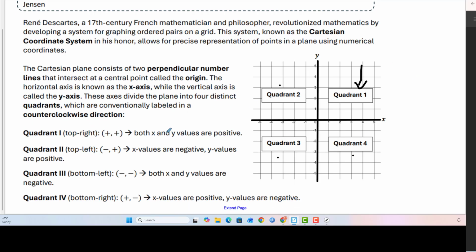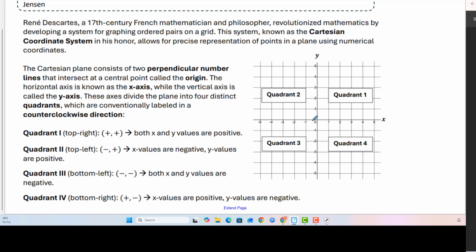Quadrant 1, both the x and y values are positive. So if you take a look at the numbered lines, it's positive 1, positive 2, positive 3, positive 4, positive 5, and the y-axis is positive 1, positive 2, positive 3, positive 4, positive 5, and so on. So quadrant 1 is all positive values for both x and y. Quadrant 2, however, the x-axis is now negative numbers, negative 1, negative 2, negative 3, negative 4, negative 5, and so on. So the x values are negative, but the y values are still positive 1, 2, 3, 4, 5.